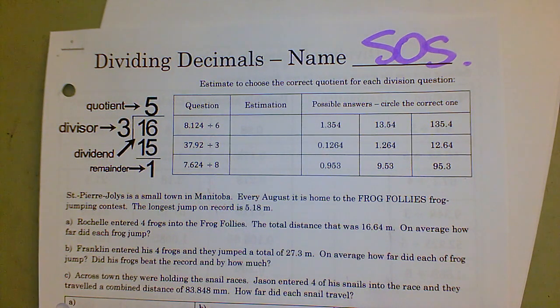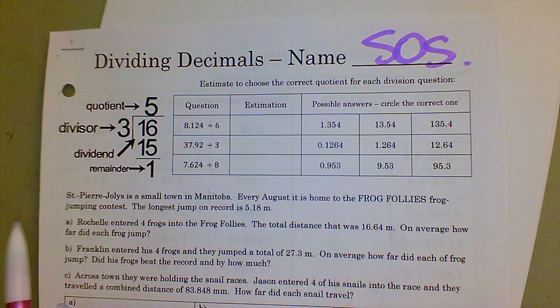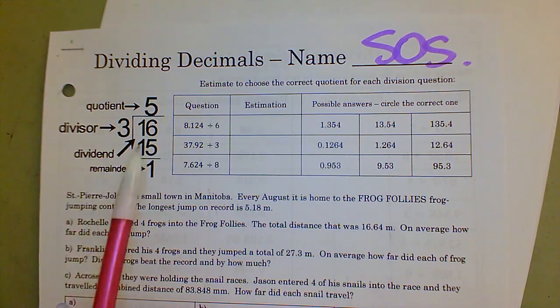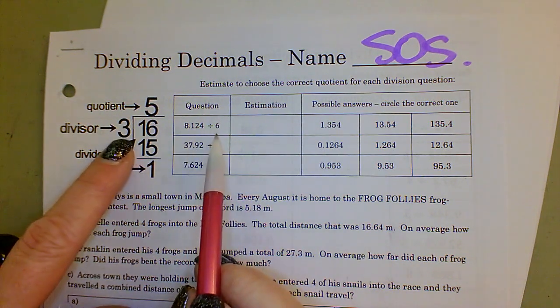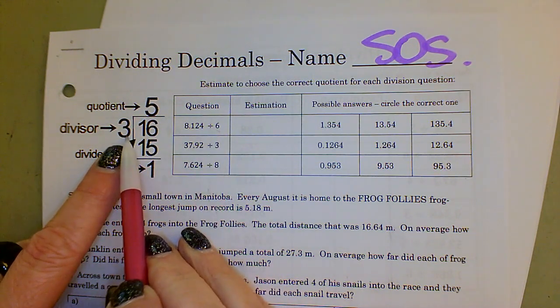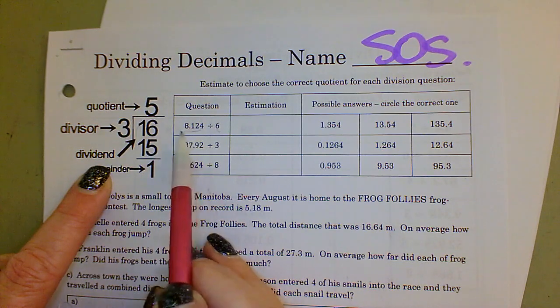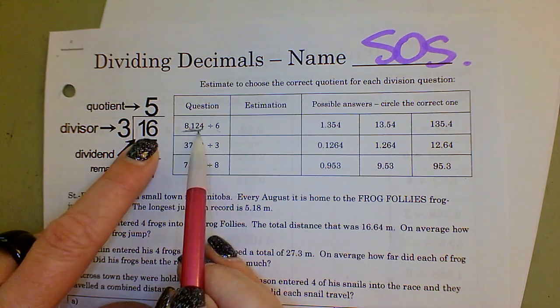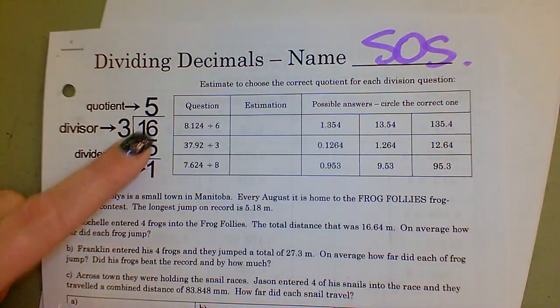So here are the parts of a division question, right? When I talk about a divisor, that's this number right here. The one that goes out front is always the one that's after your dividing symbol. So the 6 would be this number right here. The dividend is the number that you started with. It goes inside the division sign.